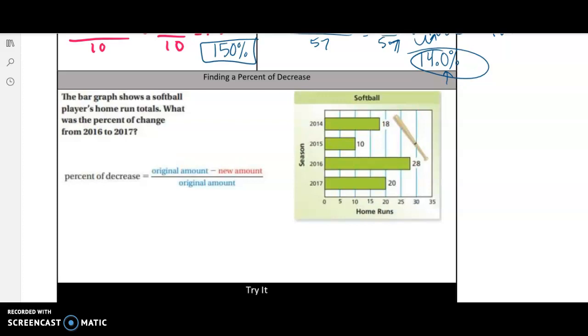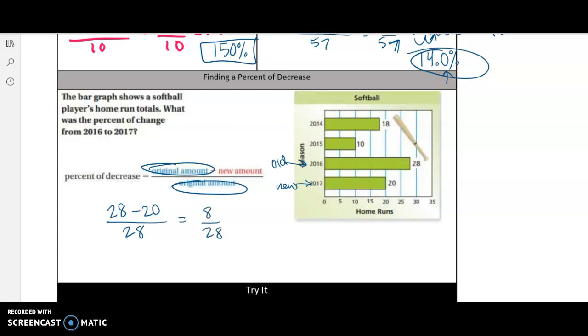So it says the bar graph shows softball players' home run totals. What was the percent of change from 2016? So this is our old. To 2017, so this is our new. So we went from 28 to 20, and then we divide by 28 because that's our original. So we get 8 divided by 28.